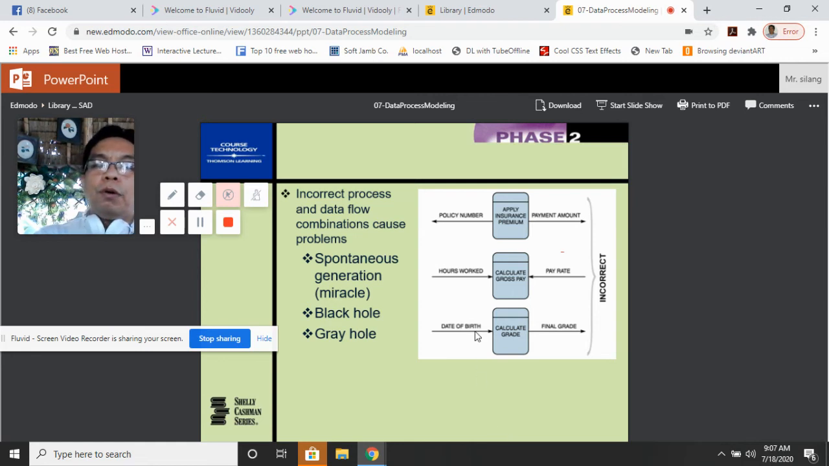And the next one seems correct because we have one input and one output. But if you look closely, that's why it's called a gray hole. If you look at this, it looks correct. But if you look at the process closely, we have your date of birth as our input. Then we have calculate grade, and then it produces final grade. It seems not logical. So maybe there's something wrong with this data flow diagram.